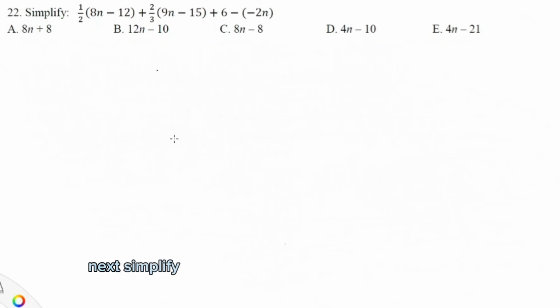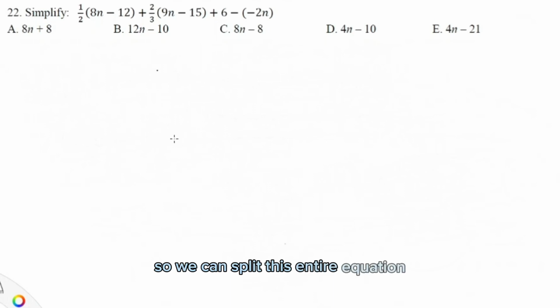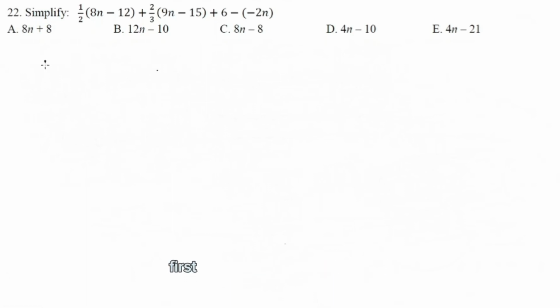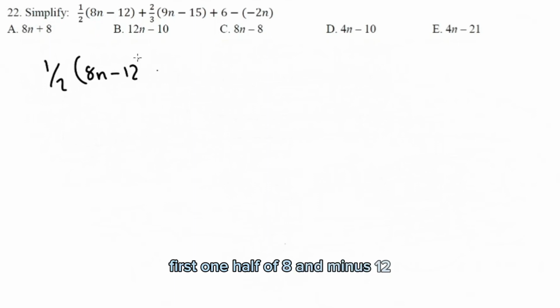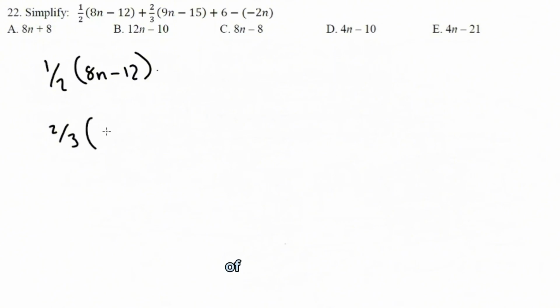Next, simplify 1/2 of 8n minus 12 plus 2/3 of 9n minus 15 plus 6 minus negative 2n. Alright, so we can split this entire equation up into 3 parts. First, 1/2 of 8n minus 12. Next, 2/3 of 9n minus 15. And finally, 6 minus negative 2n.